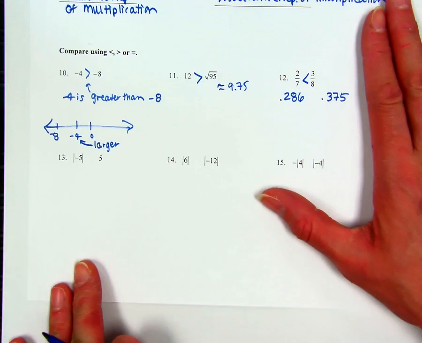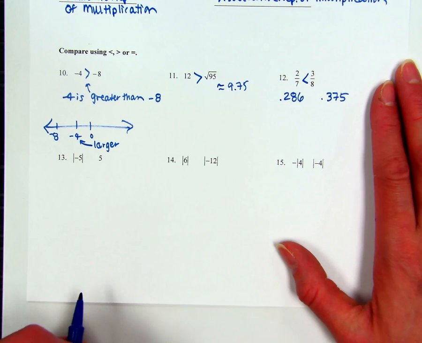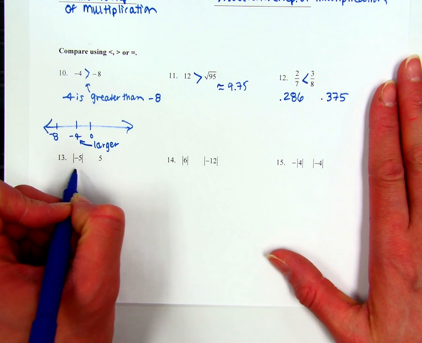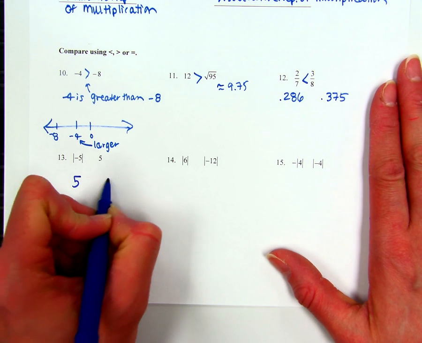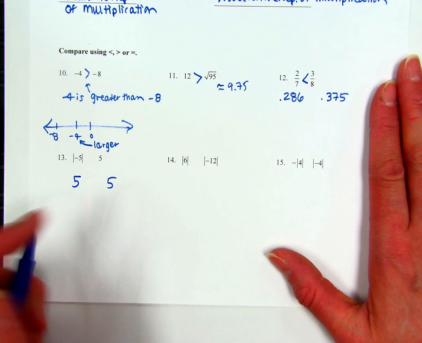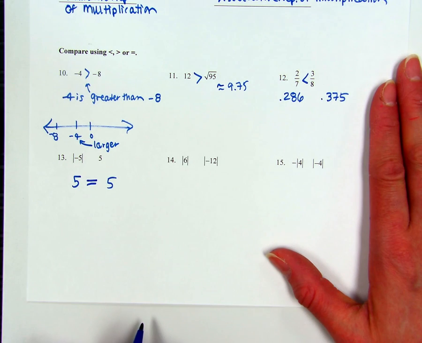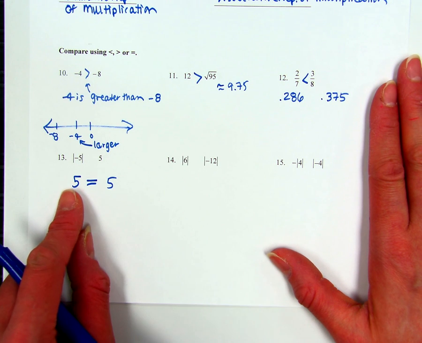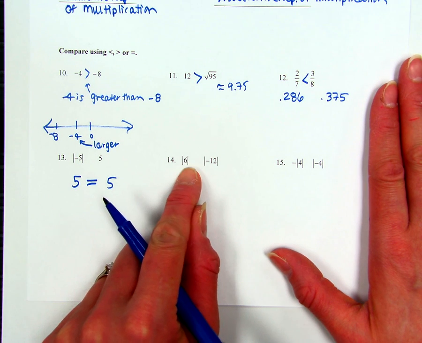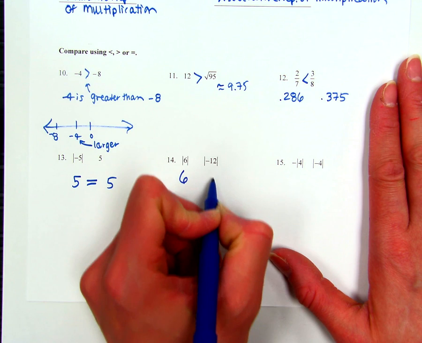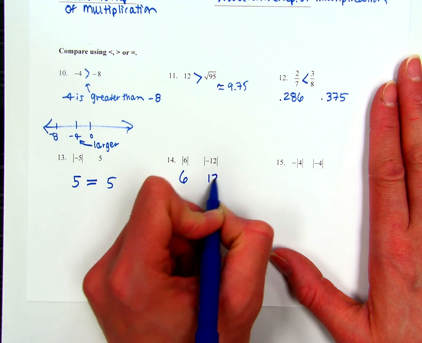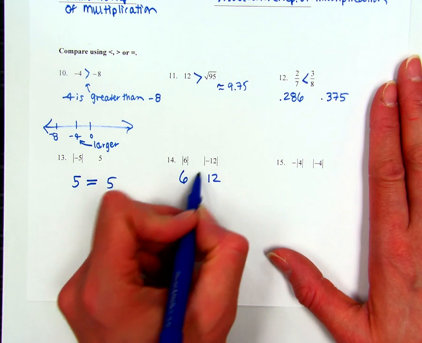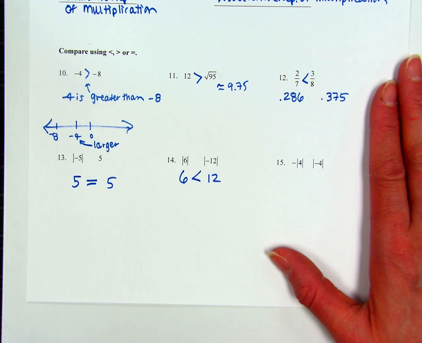Okay, for 13, 14, 15, you have to actually do the absolute values first. So the absolute value of -5 is 5, and we're comparing 5 to 5, so these are actually equal to each other. All right, don't forget the absolute value means the distance away from 0. All right, how far is 6 away from 0? That's 6. How far is -12 from 0? That's 12. So 6 is actually less than 12.